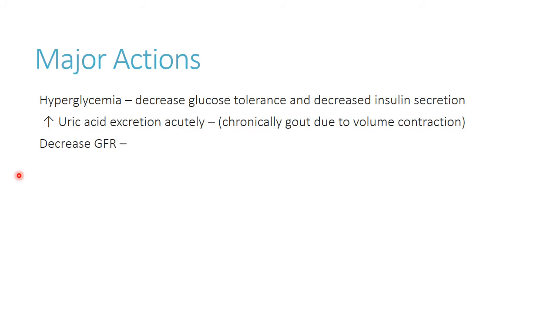So again, a lot of similar side effects as loop diuretics due to those same reflex mechanisms. So the hyperglycemia, the uric acid increases, and again, decrease in GFR are going to be more related to hypovolemia more than anything else. But just be aware, again, these are all very similar to the loop diuretic effects.